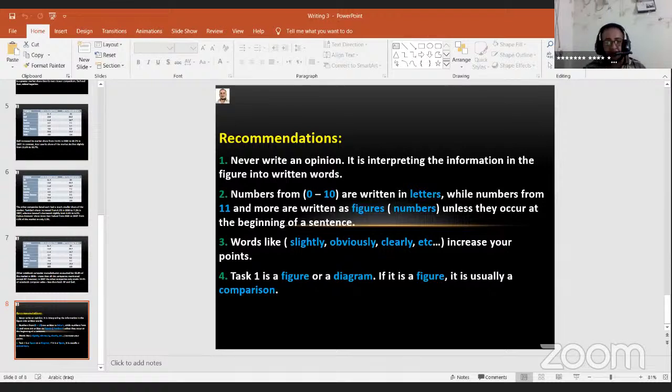Okay, now, after finishing this part of task 1, who has a question? Don't hesitate asking.